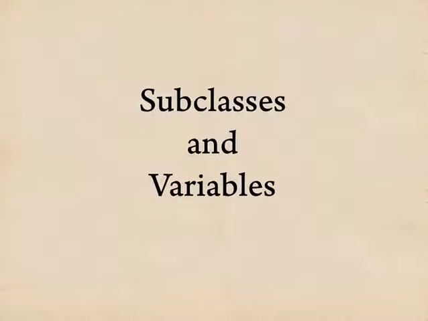We've seen how to create classes and subclasses, and we've even seen how a subclass can call a method from its parent class. But we haven't yet seen how an instance of a subclass can refer to a variable in its parent class.